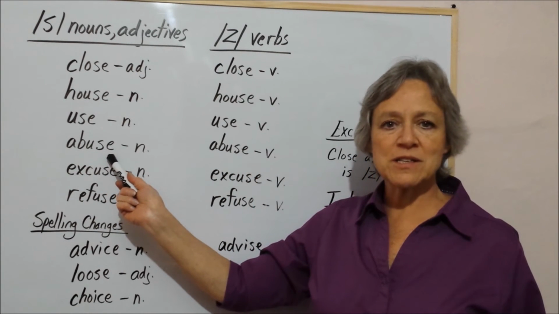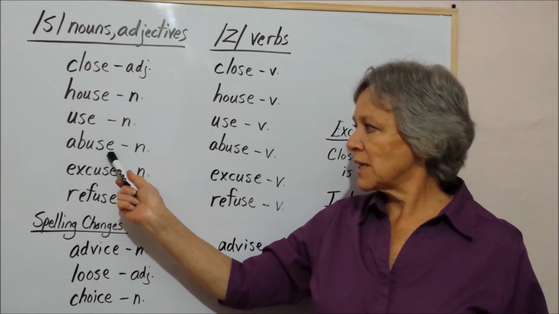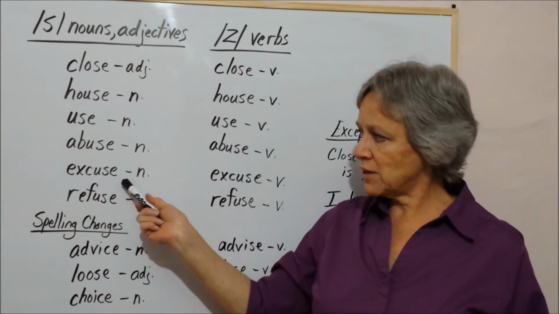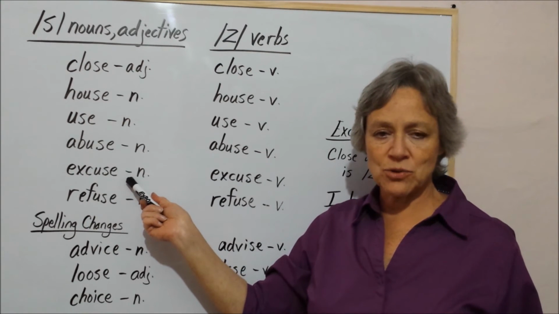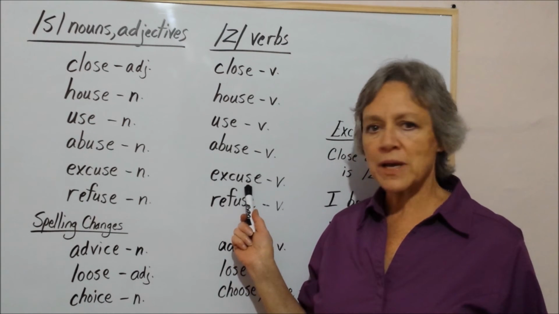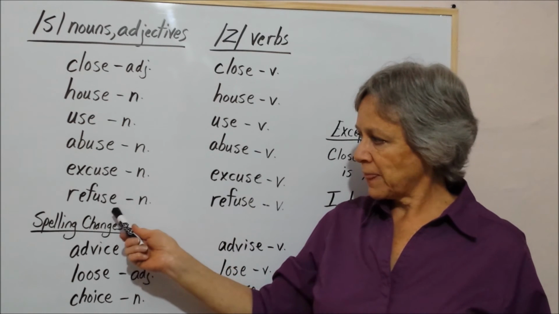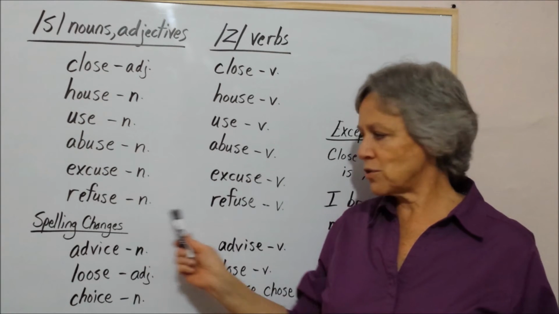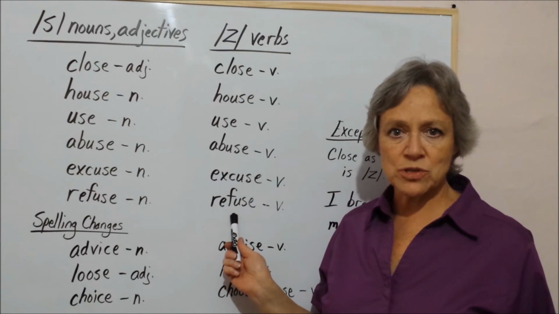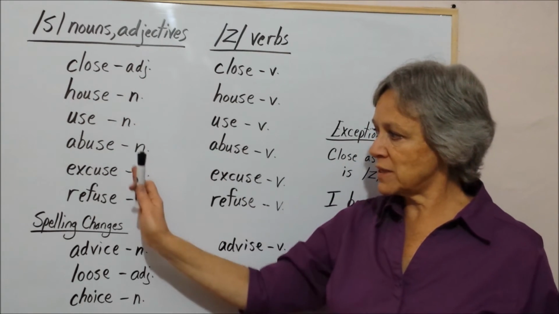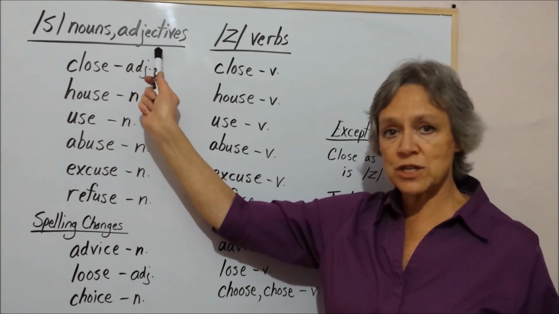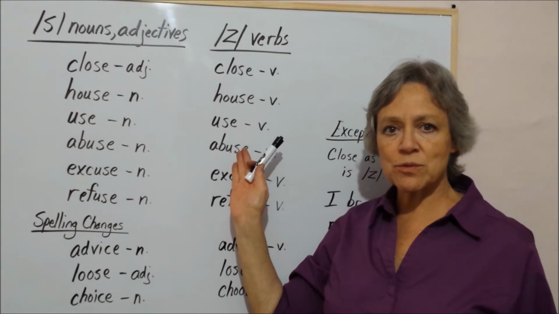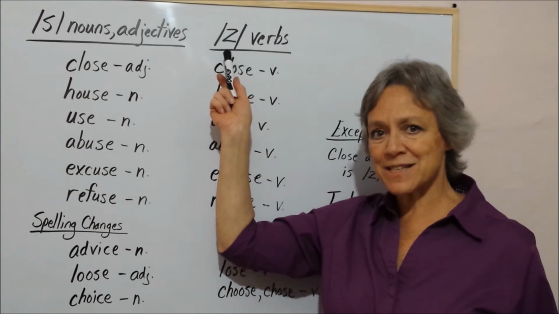Here as a noun, this is abuse. And as a verb, it's abuse. Here as a noun, this is excuse. As a verb, excuse. Here as a noun, this is refuse. As a verb, it's refuse. So again, the ones on this side are either nouns or adjectives. They are pronounced with s. The ones on this side are verbs, and they are pronounced z.